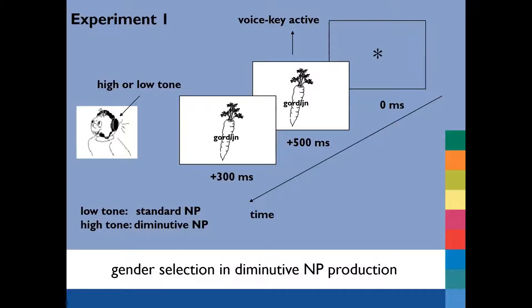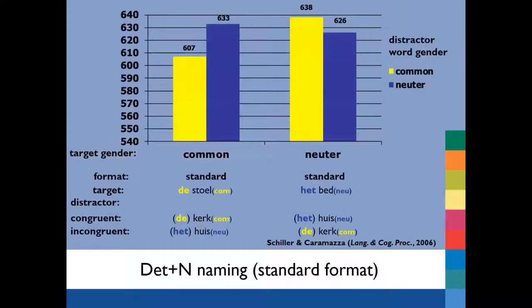Another 300 milliseconds later, they were confronted with a tone, either a high tone or a low tone. The low tone would indicate that they have to produce a standard noun phrase, and the high tone would indicate that they have to produce a diminutive noun phrase. Now these are the results of the standard format.